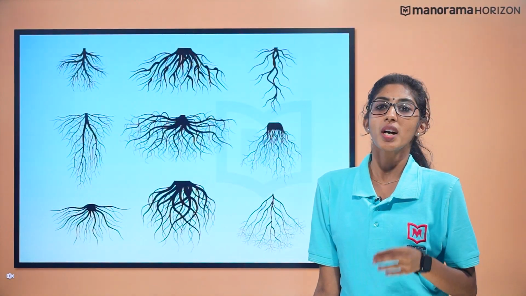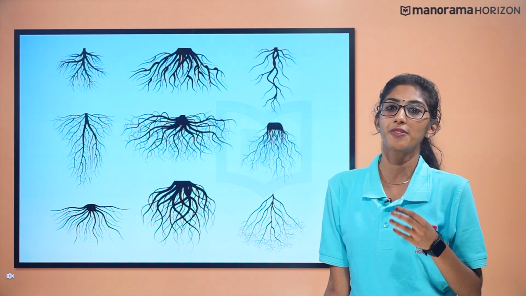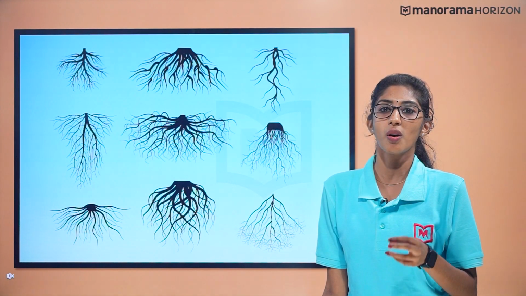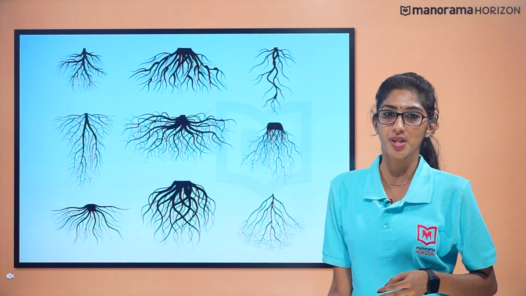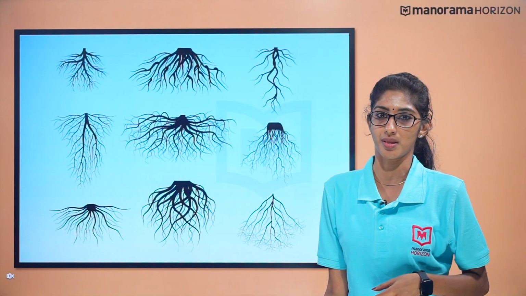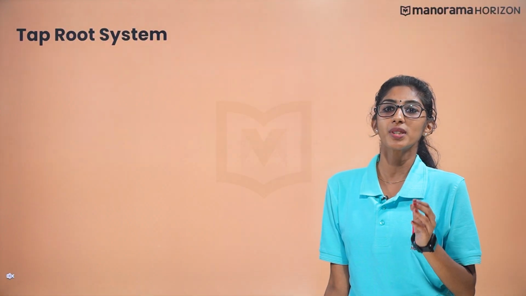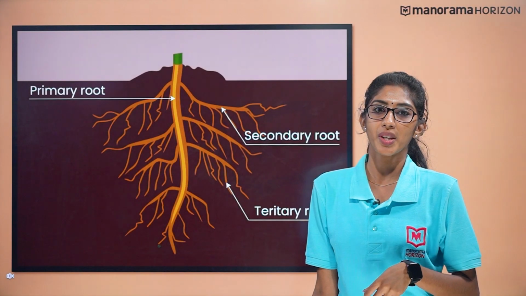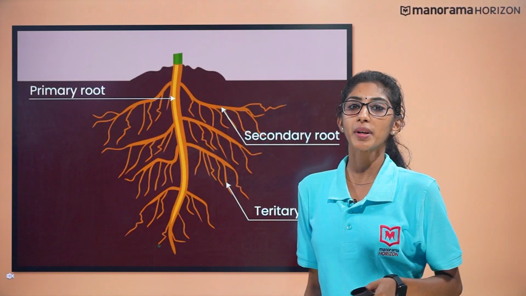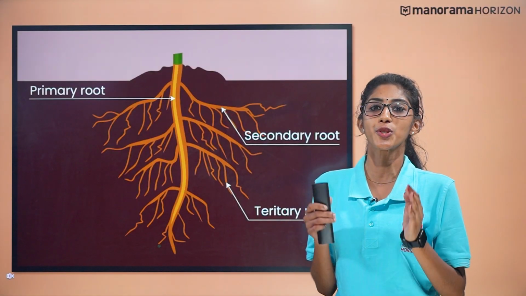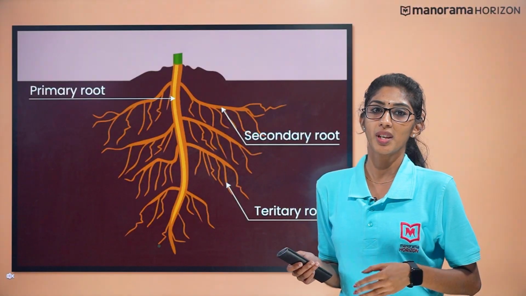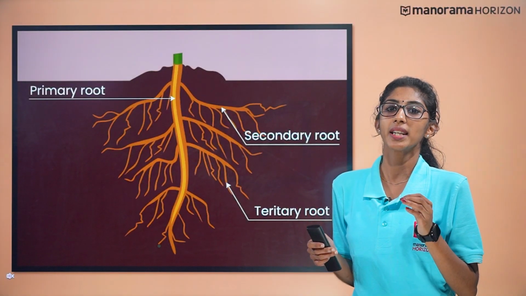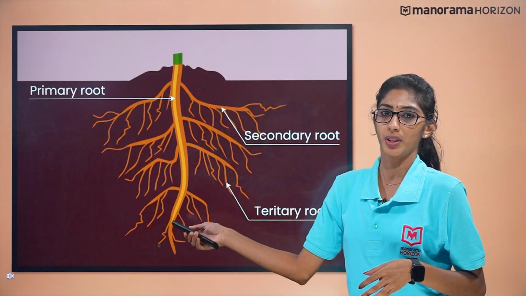We can observe different kinds of roots in different plants. Based on the place of origin, the root system is of two types: taproot system and adventitious root system. The taproot develops from the radicle of the embryo of a seed. In most plants, primary roots persist and become stronger to form the taproot. The first root forms by the elongation of the radicle and is called the primary root.